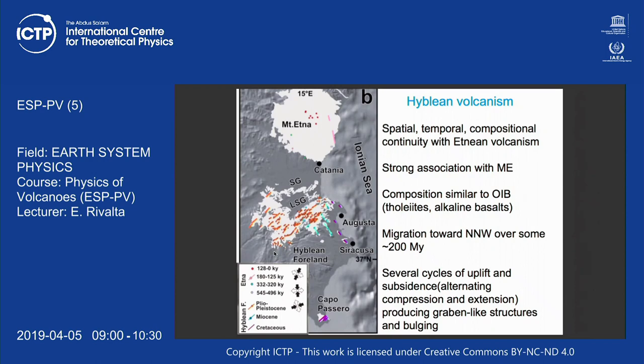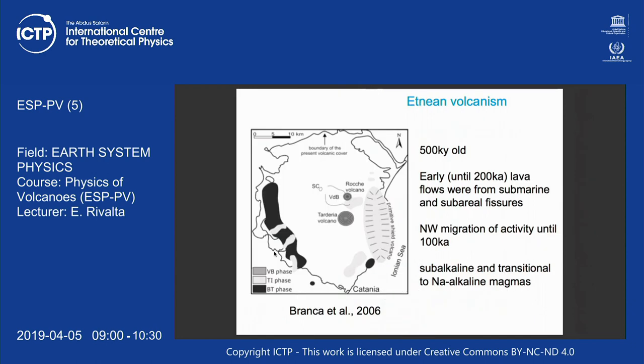So if you look at the composition, it goes smoothly going north. And even if you go north to the other volcanoes at the north of Sicily, they are also smoothly connected to Etna. So the overall explanation may be even more complicated. Basically, there has been a migration. 200 million years ago, volcanism was occurring here and here, more close to the coast. Then later it went to this location, and then later it migrated north.